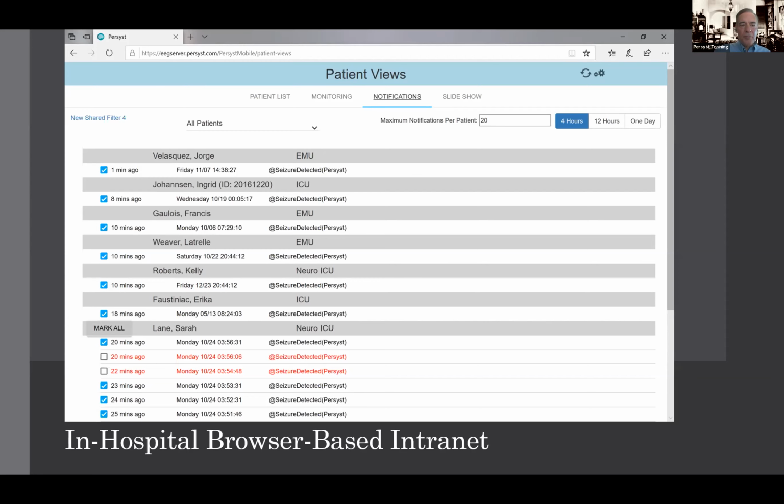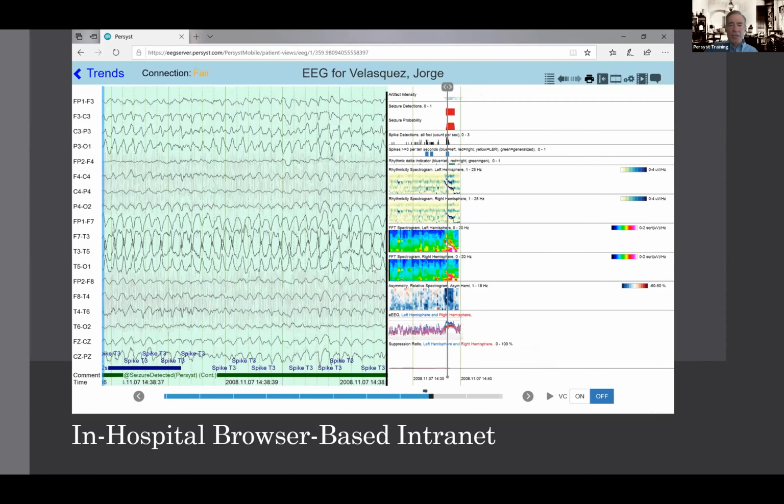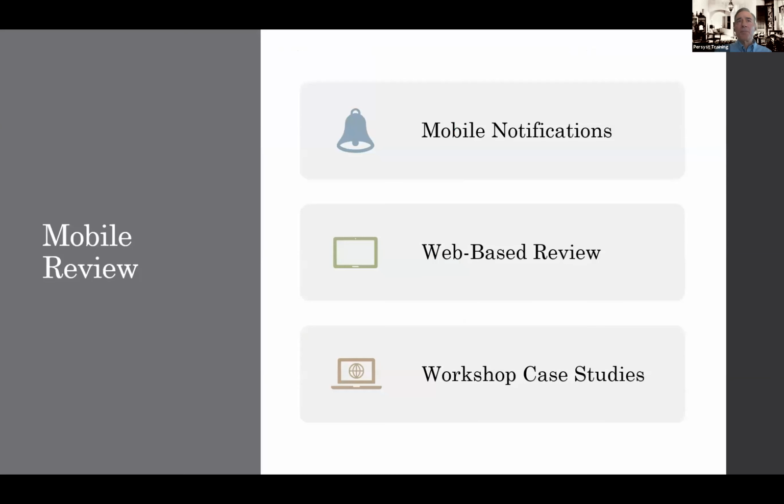Now, when we click on a seizure detection, it'll bring it up in a browser window, in this case, since we're showing the browser-based review. And you can bring up the EEG and the trends, you can change gain, montage, filters, you can view video. So it gives you a pretty fully featured review just in a browser client. So that's what you can do in the hospital.